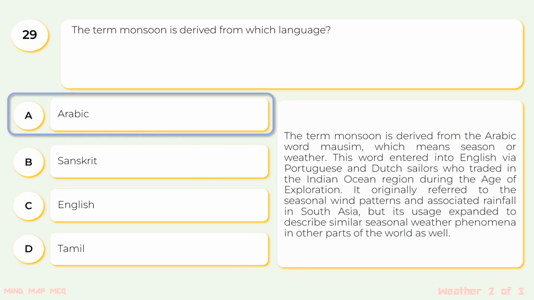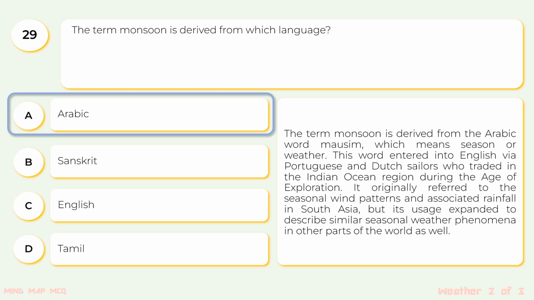Arabic. The term monsoon is derived from the Arabic word mausim, which means season or weather. This word entered into English via Portuguese and Dutch sailors who traded in the Indian Ocean region during the Age of Exploration. It originally referred to the seasonal wind patterns and associated rainfall in South Asia, but its usage expanded to describe the similar seasonal weather phenomenon in other parts of the world as well.